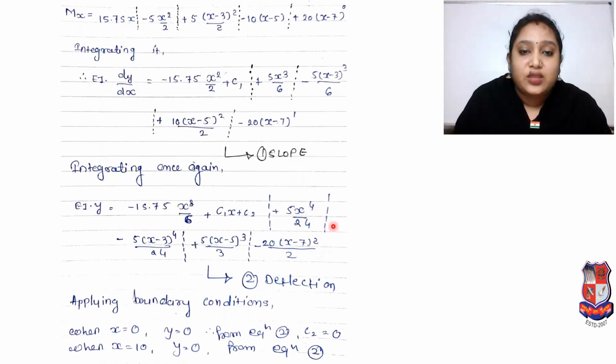Then again, as per the integration rule, 5x raised to 4 upon 24. Why? Because here 3 power was there and we added 1. So here 4 will be there, so 6 into 4, so it is 24. 5x raised to 4 upon 24. Similar will be applied over here and here. So as per that, minus 5 in bracket x minus 3 all raised to power 4 divided by 24 plus 5 in bracket x minus 5 whole raised to 3 divided by 3 minus 20 in bracket x minus 7 whole raised to 2 divided by 2. This is your equation number 2 for deflection.